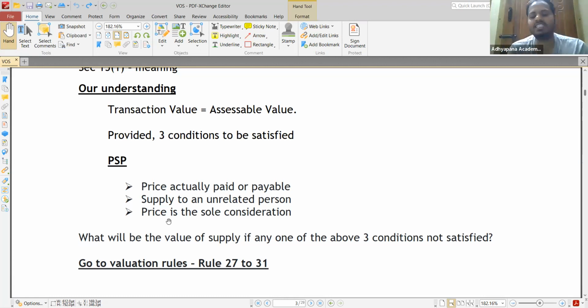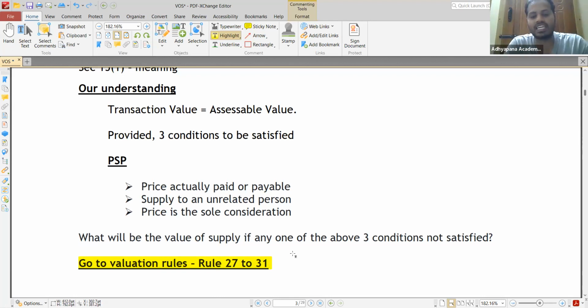If any one of the conditions is not satisfied, then you have to jump to the valuation rules. Clear? So when is transaction value equal to assessable value?